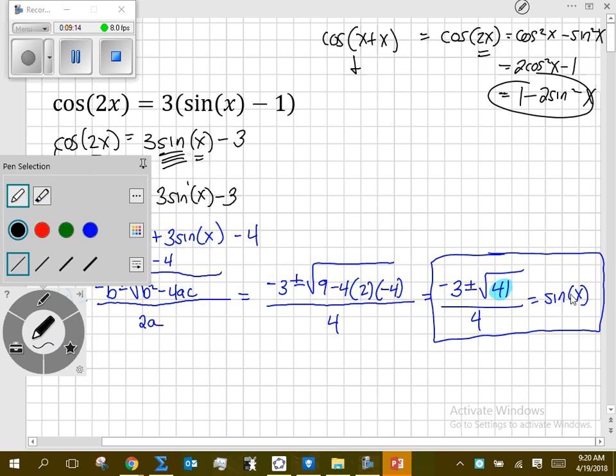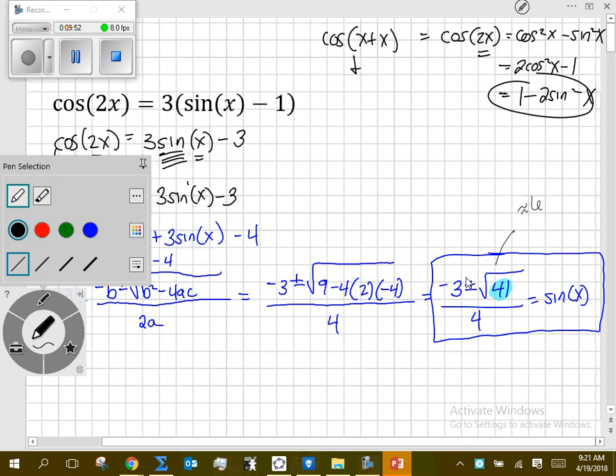Okay, sine of x. So if I take this radical 41, let's say it's a little bit bigger than 6, right? Radical 36 would be 6. What's negative 3 plus 6? 3 divided by 4 is what kind of number? Is it positive or negative? Positive. So if I do the negative 3 plus root 41, this is going to be a positive number, right? And in what two quadrants is sine positive? First and second. So when I use my calculator here, my calculator is only going to give me the first quadrant solution. I've got to do some work to find a second quadrant solution.